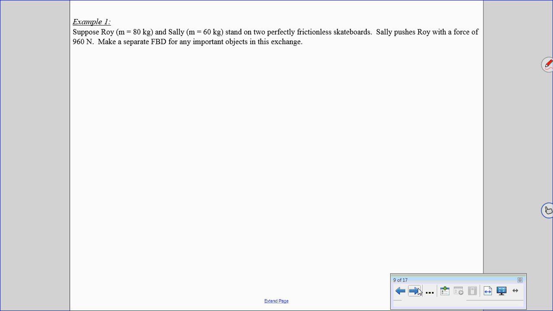Please, please, please make sure you understand that those forces are always equal. All right? I don't know if we have to run through this example. I do need to talk about one other thing. So I do want to run through this example to point out one thing that's important.